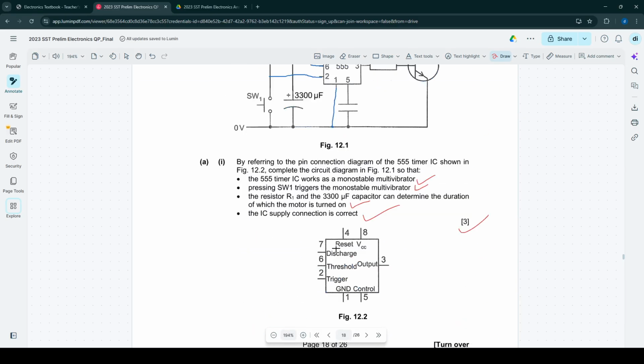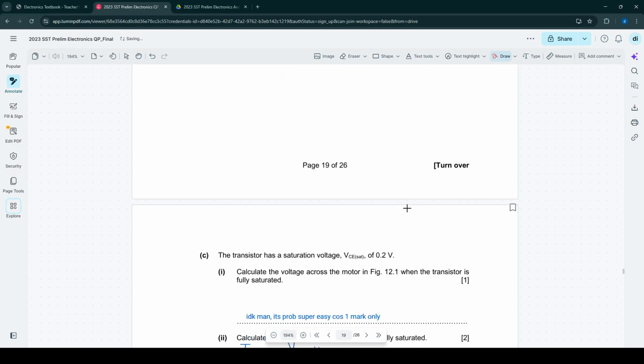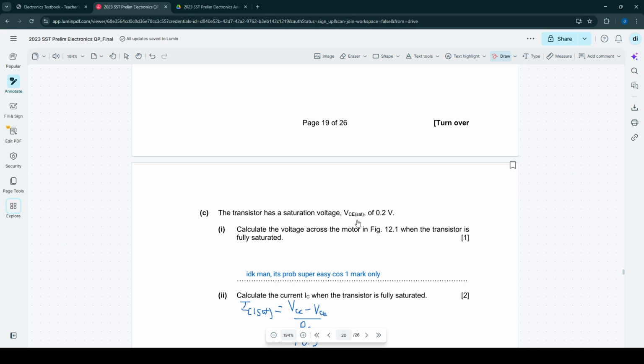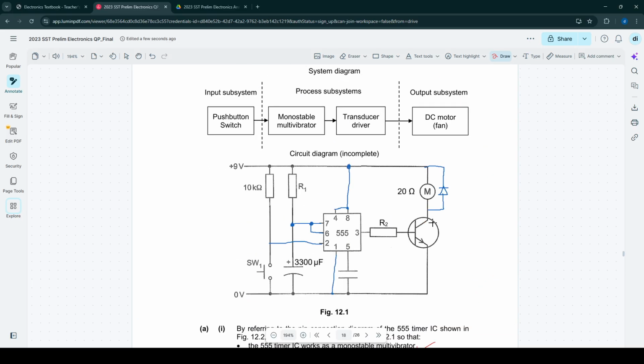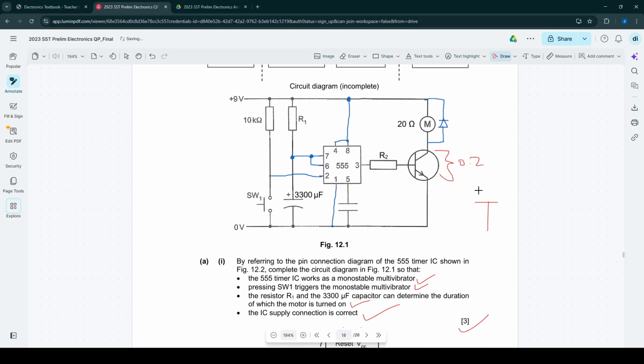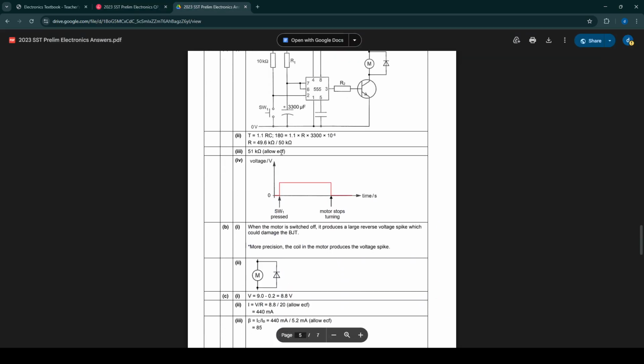Okay. Draw a diode on here to prevent that. So this is a flyback diode, and that's correct. 2 marks? Are you serious? Okay, the transistor has a saturation voltage of that. Calculate the voltage across the motor. I don't know, it's probably super easy. It's 1 mark. So VCE sat is 0.2. So now we have this motor, and then we have a component that takes up 0.2 volts. So the answer is 9 minus 0.2. That's it.